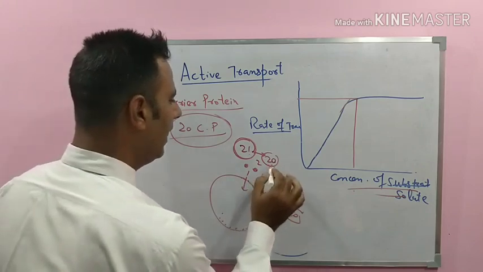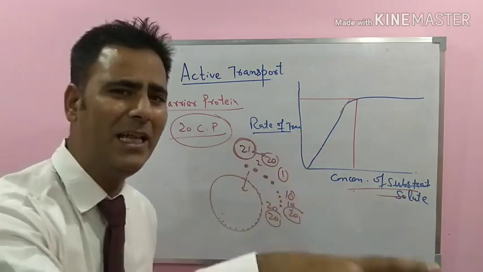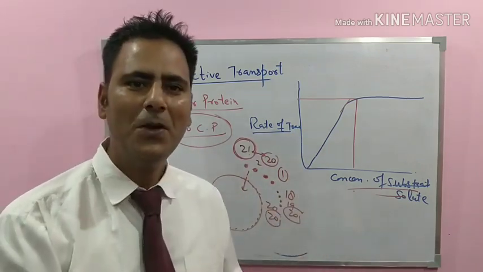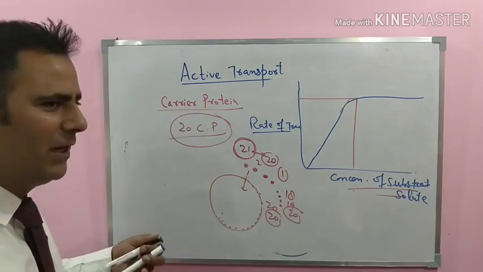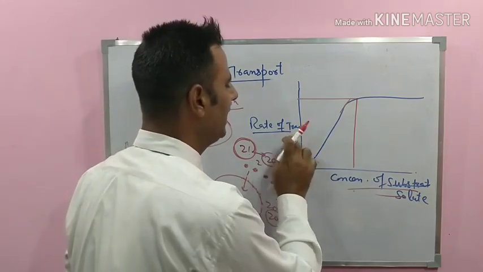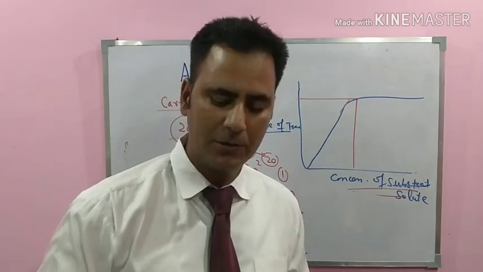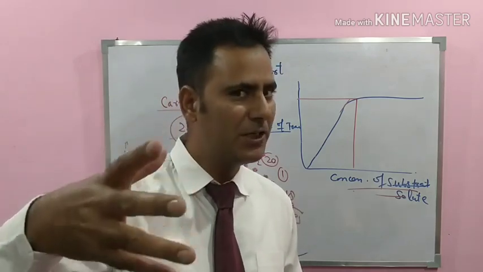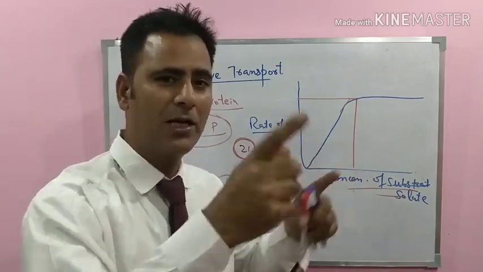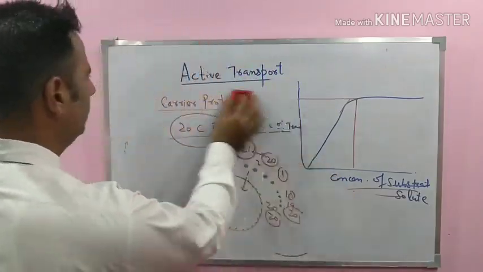But the last one, the 21st substrate molecule, will remain there until a carrier protein is freed off. Once the carrier protein is freed, it will come back and take another one. Therefore, there is no increase in the rate of transport when we increase the concentration of substrate, and it shows saturation kinetics, which tells us something is there on the membrane which is going to transport the substances, and that something is nothing but the carrier protein.